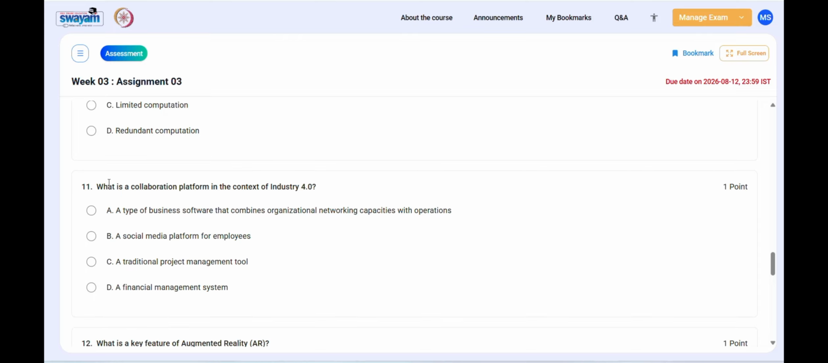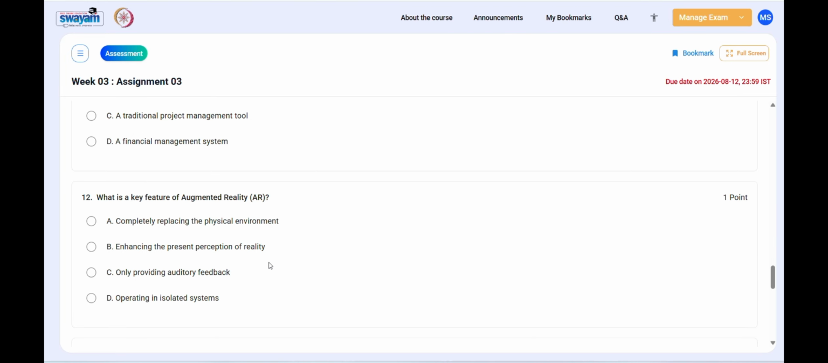Then the 11th question: what is the collaboration platform in the context of Industry 4.0? So option A is correct, a type of business software that combines organizational networking capacities with operations. Then the next question: what is a key feature of augmented reality, AR? So option B is correct, enhancing the present perception of reality.